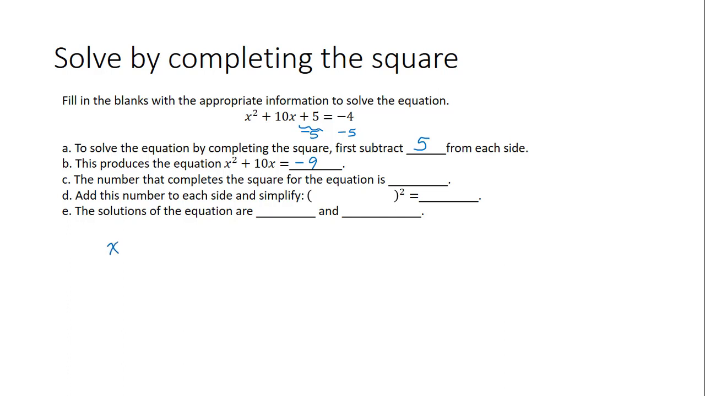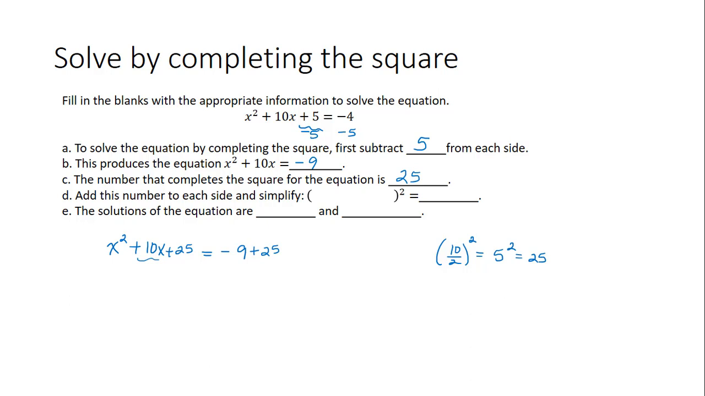And then the number that completes the square in that equation, to complete the square, recall that we have to take half of the coefficient of x and then square it. So we take half of 10 and then square it, which gives us 5 squared, or 25. So the number that completes the square is 25, and then recall that we have to add that number to each side. And when we do that, we get the equation x squared plus 10x plus 25 equals -9 plus 25.